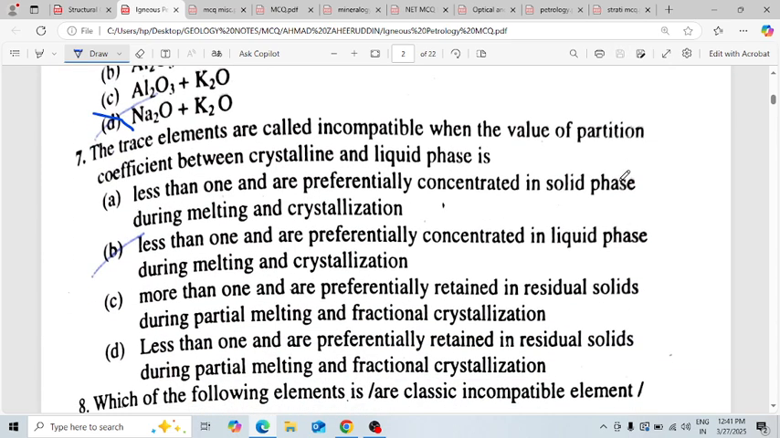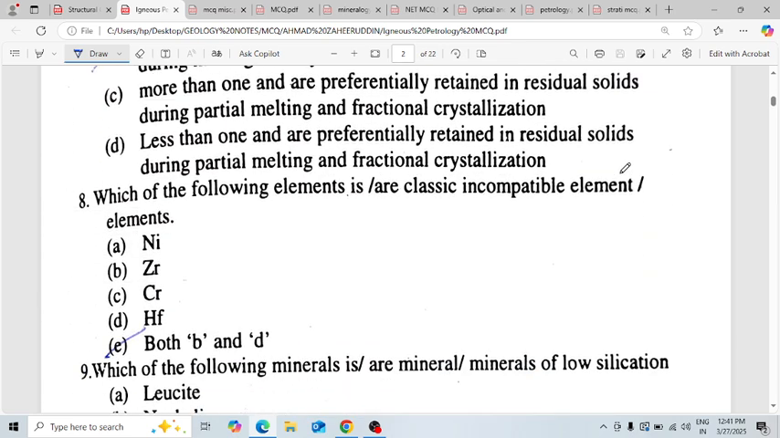The trace elements are called incompatible when the value of the partition coefficient between crystalline and liquid phase is less than 1, and they are preferentially concentrated in the liquid phase during melting and crystallization. Which of the following elements is or are classic incompatible elements? Both B and D, zircon and hafnium.